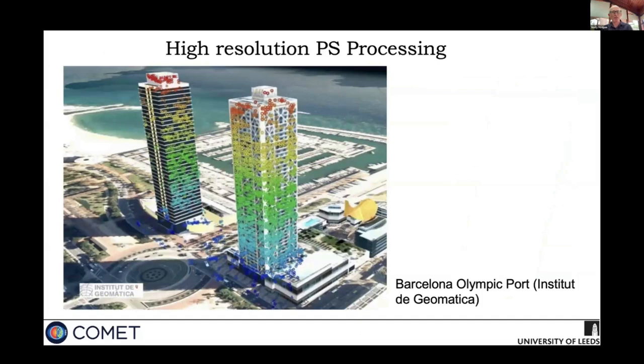And on the point of resolution, this is a really nice example. So you can't do this for Sentinel-1, but if you have higher resolution data from some of the X-band satellites, you can really start to get amazing resolution, so you can pick out points on the sides of buildings.